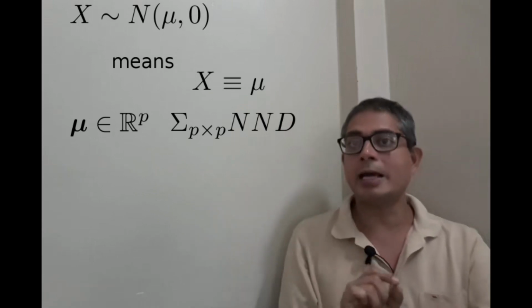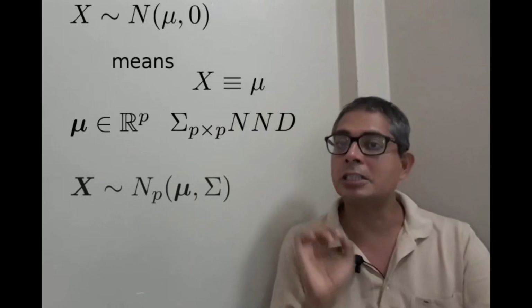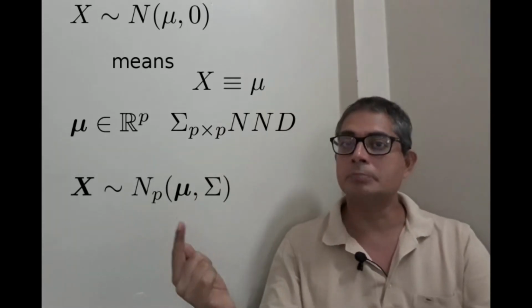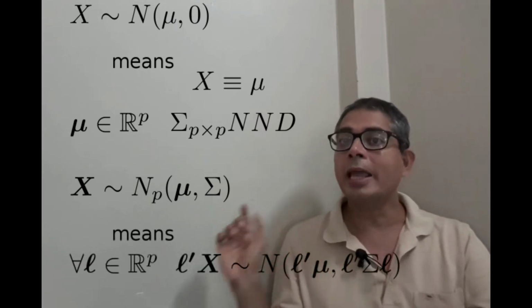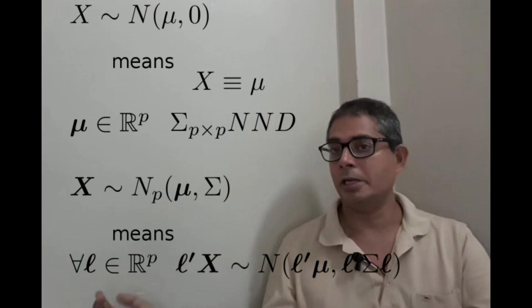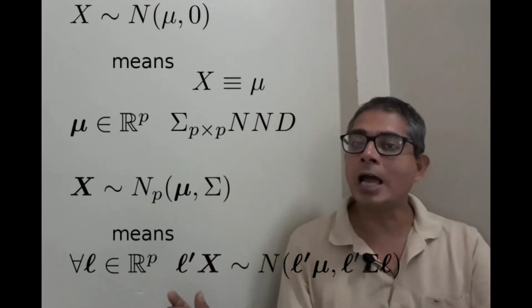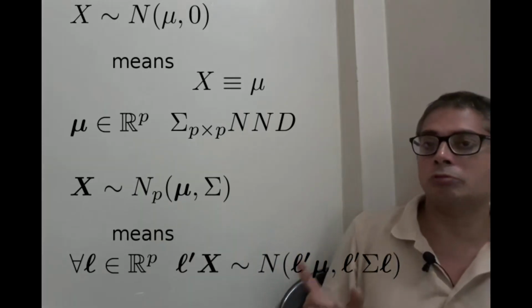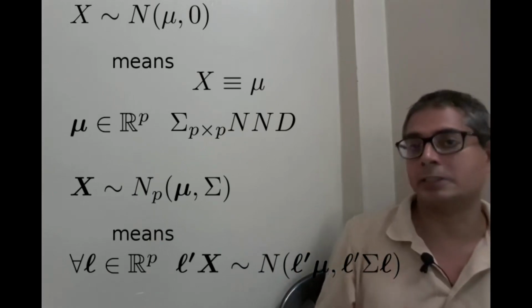We shall say that a p-dimensional random vector x has multivariate normal distribution N_p with parameters mu and sigma if for any L in R^p, any fixed constant vector in R^p, L prime x has a univariate normal distribution with mean L prime mu and variance L prime sigma L.